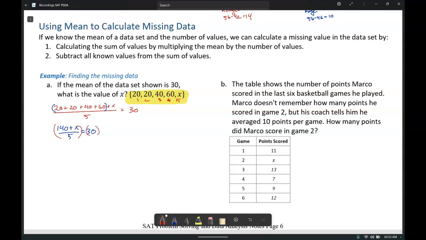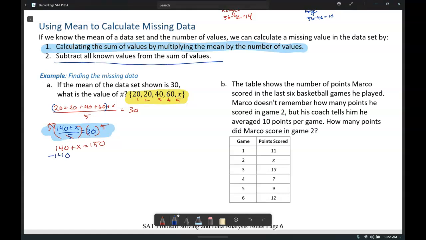Multiply both sides of our equation by 5 to cancel out the denominator. 140 plus x equals 150. Now notice that the step we just did, where we multiplied our mean by the number of values, is what that first step was. We multiplied our mean by the number of values. Then our next step is to subtract all known values from that sum. We subtract 140, and x equals 10. So our missing data value is 10.